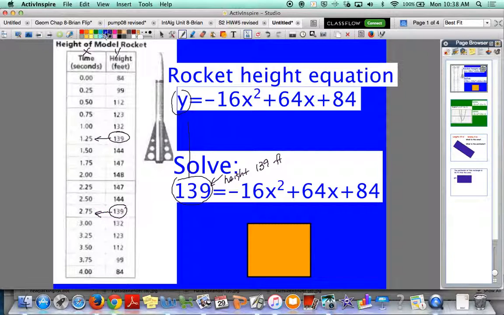So at 1.25 seconds, it reaches a height of 139 feet, and then it reaches its maximum height, and on its way back down, it crosses 139 feet again at 2.75 seconds. So there are two solutions for this equation: x equals 1.25 seconds and x equals 2.75 seconds. You'll remember most of the time with quadratic equations we do end up with two solutions, and in this case it's 1.25 seconds and 2.75 seconds. So hopefully you got those.